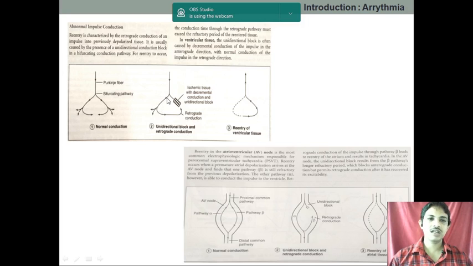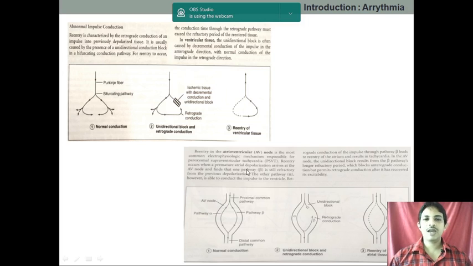For example, if we consider this is the right and this is the left, of course it is opposite to us, the impulse will come, but here again it will propagate because there is no impulse coming from the opposite direction. That is what we call retrograde conduction, and it will cause re-entry of the impulse into the ventricular tissue. So that is abnormal impulse conduction.